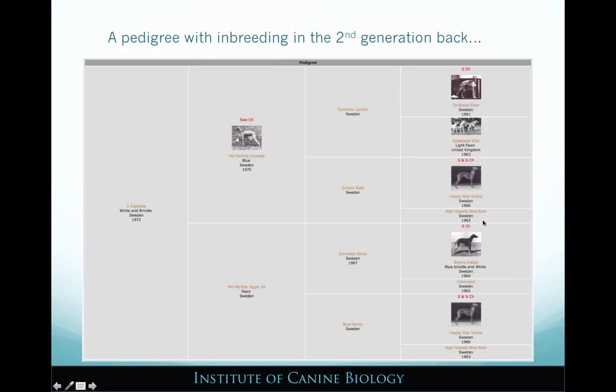Let's look at this pedigree of a whippet, and you can see that back here, this sire and dam appear twice. And these are great-great-grandparents of this dog right here. So this animal is inbred in this generation, and these two individuals, Golden Kate and Blue Carrie, are full siblings. So let's say we want to figure out how inbred animal X is here.